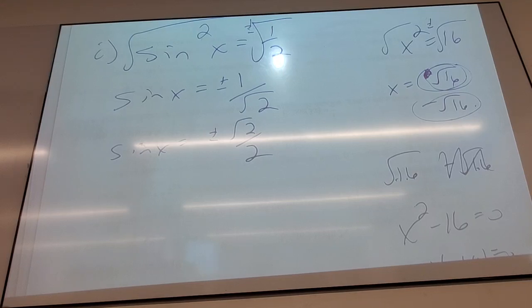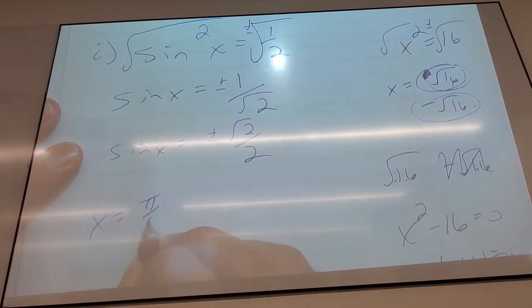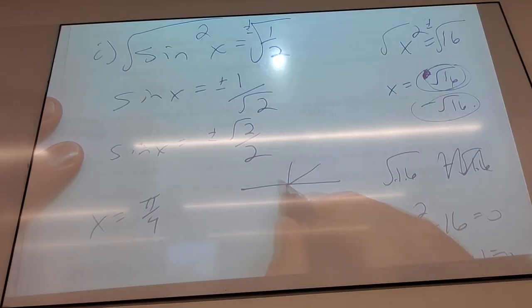All right, so now we know we're in all 4 quadrants. So I forget about that for a second. When is sine root 2 over 2? 45. Pi over 4. Which is also known as what? 5 pi over 4. And I know I'm in all 4 quadrants.